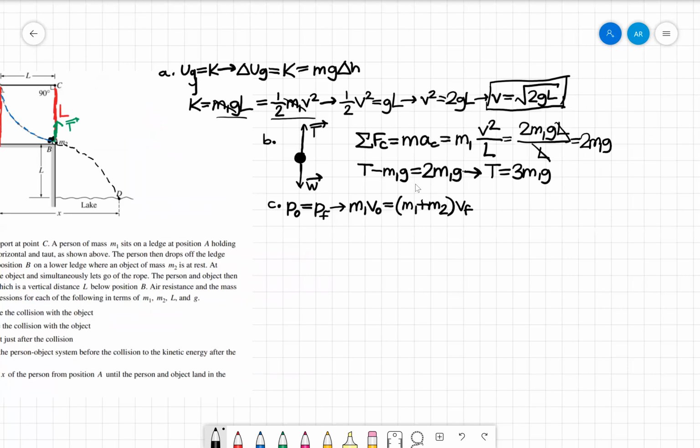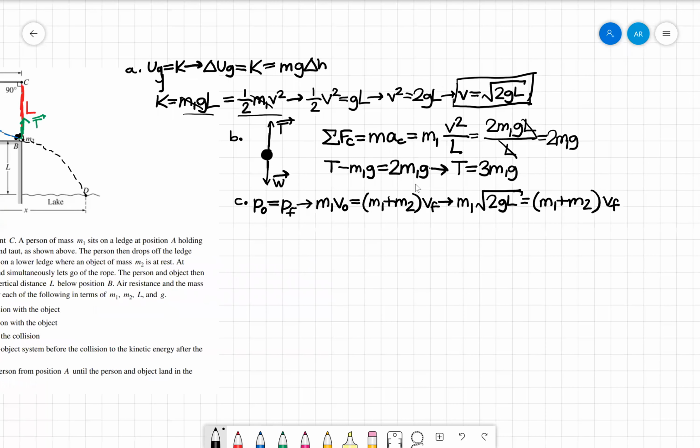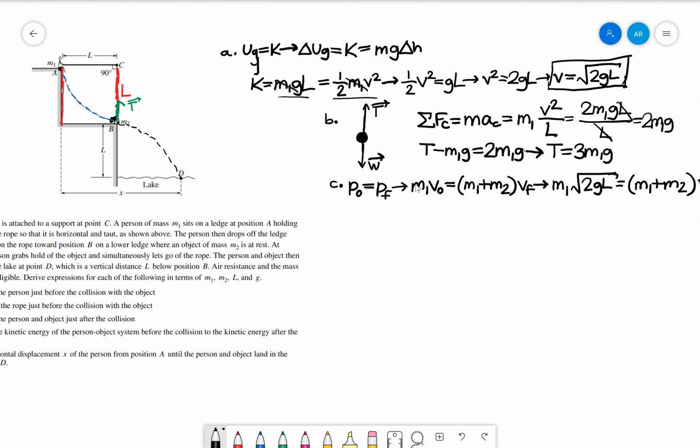So we can write this as m1 times the square root of 2gL has to equal m1 plus m2 times vf. Now, using this information, we can divide by the sum m1 plus m2 to get vf equals m1 over m1 plus m2 times the square root of 2gL. Again, vf equals m1 over m1 plus m2 times the square root of 2gL.